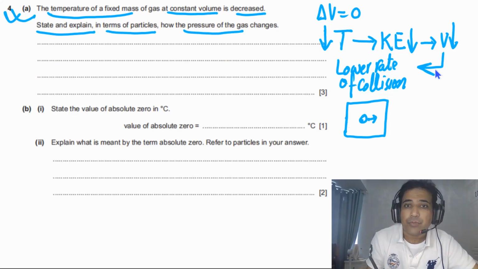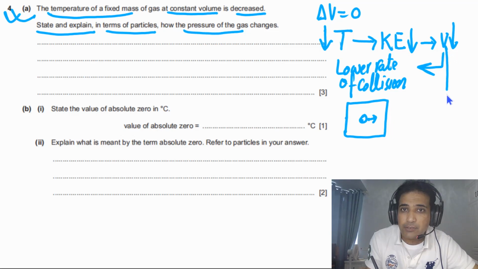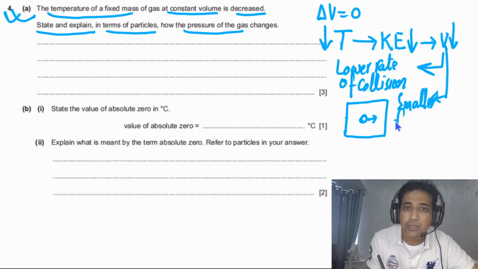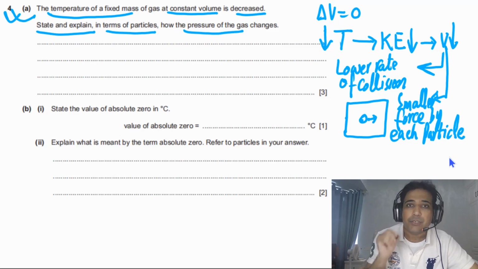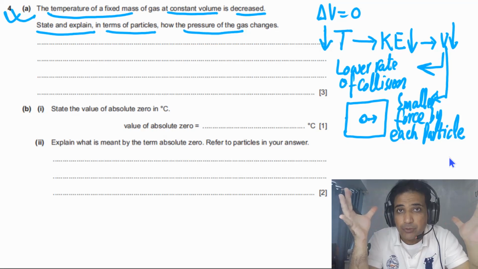And also as speed has decreased, it also tells us that there is a smaller force by each particle. So we can say a smaller force by each particle on the wall, or you can say a smaller average force by each particle. So these are the points we need to understand. I hope this point is clear to you.